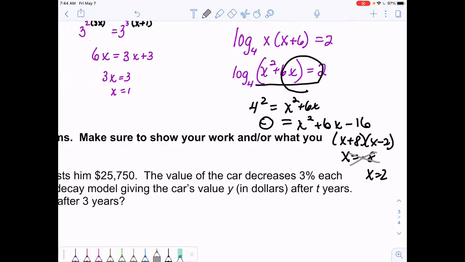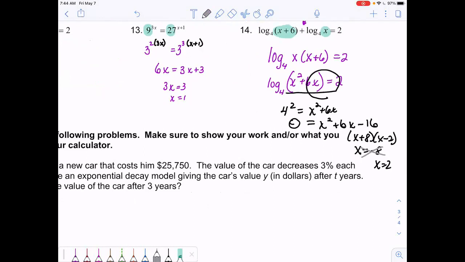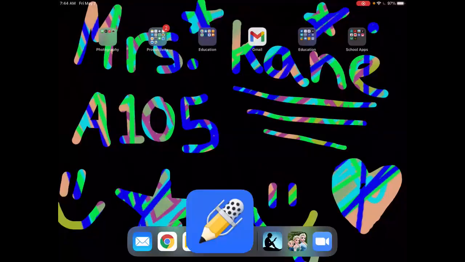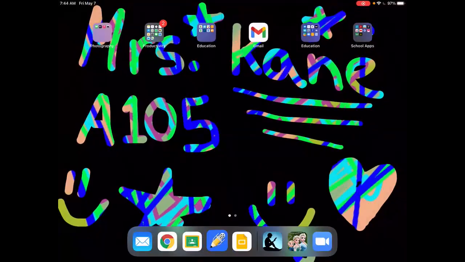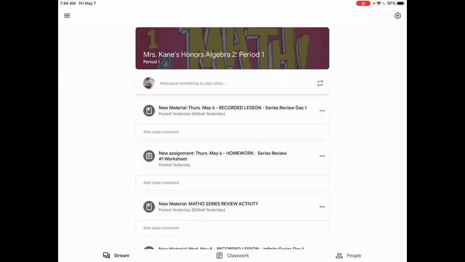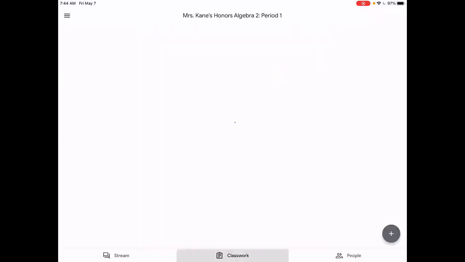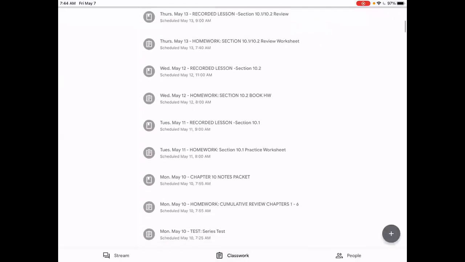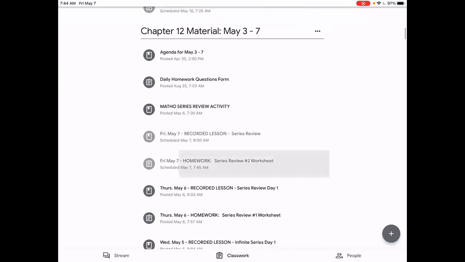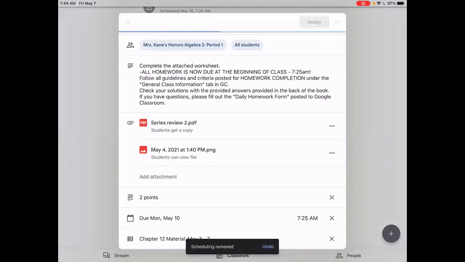Let me shrink my screen a little bit there. So we will continue to spiral in some of the previous chapters that we have done. If you go to Google Classroom, I think the worksheet for today is posted. Oh, looks like it should be posting.